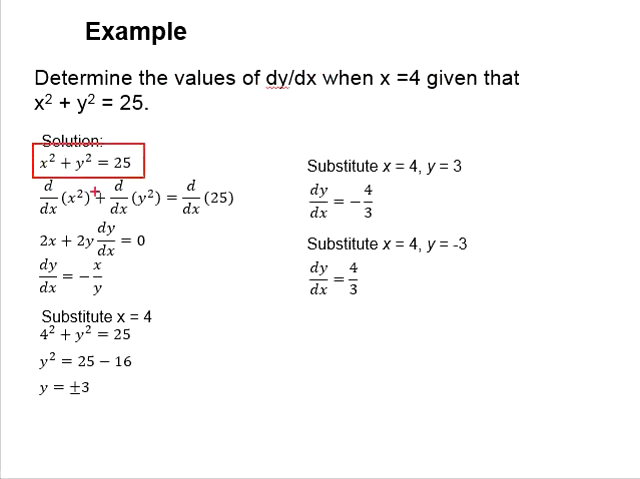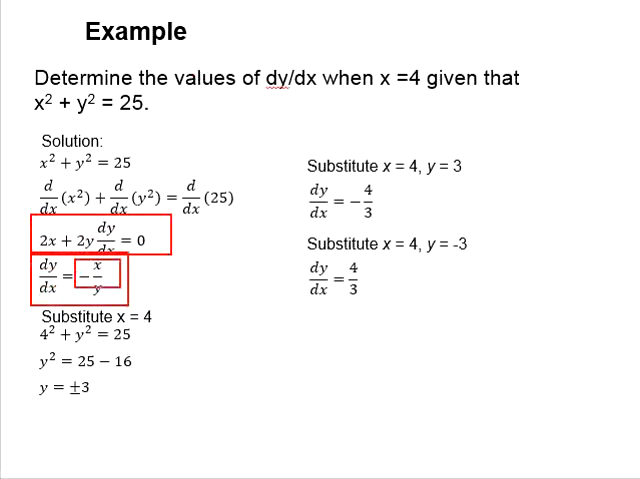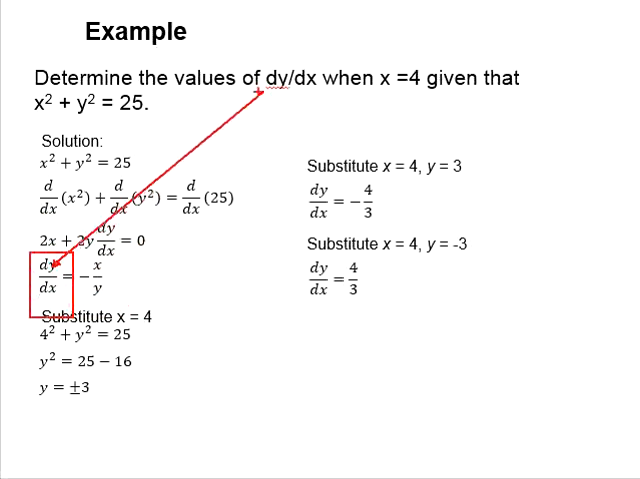To solve this, you will have to differentiate every single term here. Differentiate the first term, second term, and the constant number. When differentiating y, remember to incorporate dy/dx. Rearrange the equation, and you get dy/dx equals -x/y. Now we have obtained dy/dx. The question would like to have dy/dx when x is equal to 4. From the dy/dx as obtained, we require x and y.